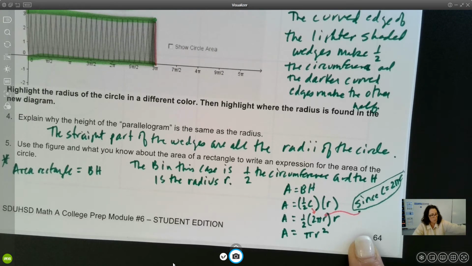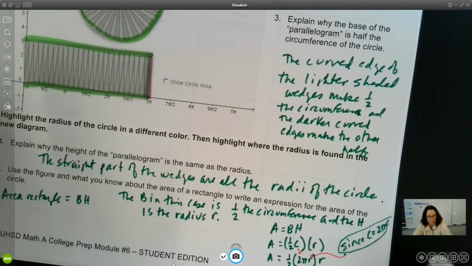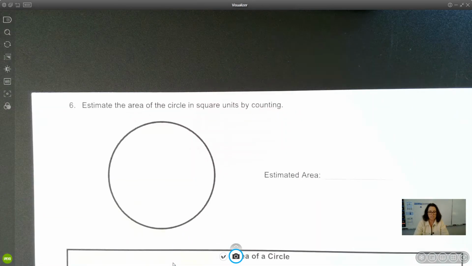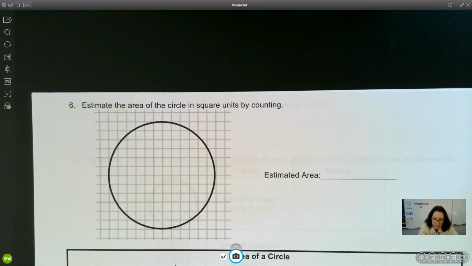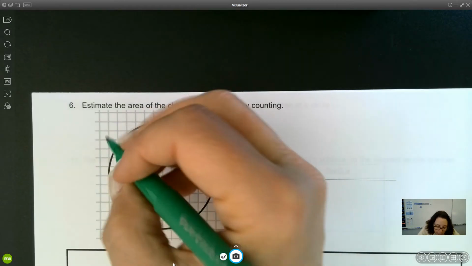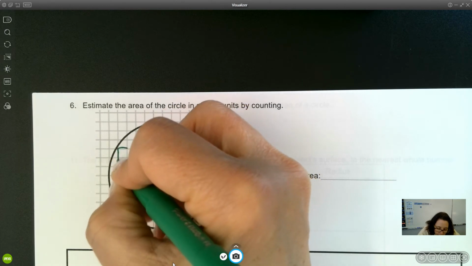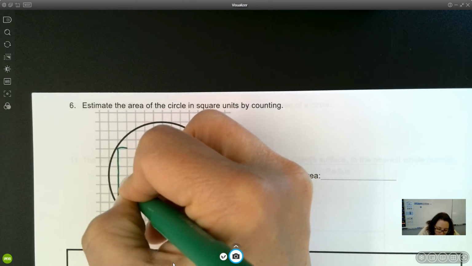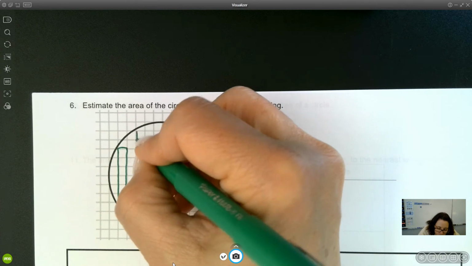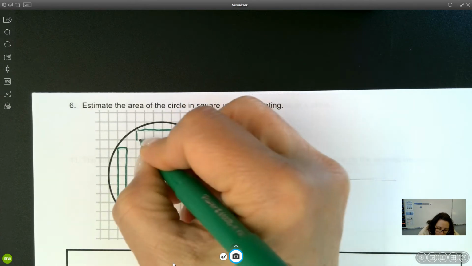All right, now that we know where it comes from, let's answer some questions on the following couple pages. All right, it says estimate the area of the circle in square units by counting. Okay, couple ways you can do this problem. I went ahead and looked at these chunks that were the same.